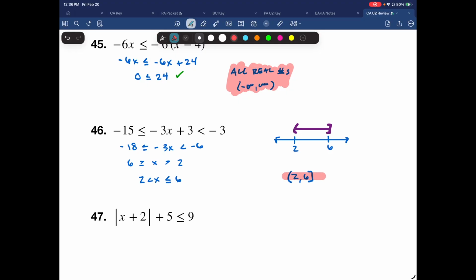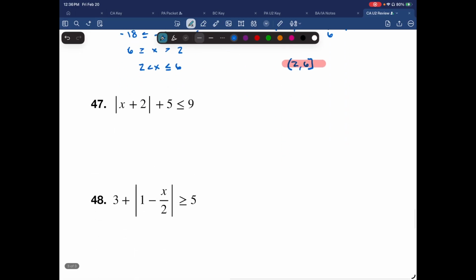There you go. On 47, we have absolute values connected to inequalities. So let's get the absolute value by itself. So we got absolute value of x plus 2, less than or equal to 4. And then here, we set it up: x plus 2 is less than or equal to 4, and because this is an absolute value less than a number, I can also say greater than or equal to negative 4, like so. You can only write a compound inequality when it's absolute value less than a number. So I'm going to subtract 2 from both sides. It's going to be negative 6 less than or equal to x less than or equal to 2.